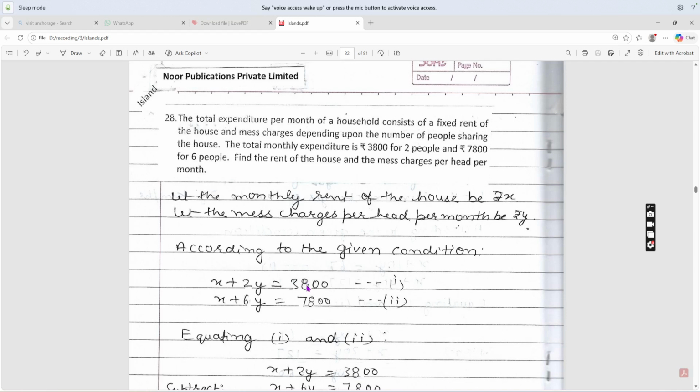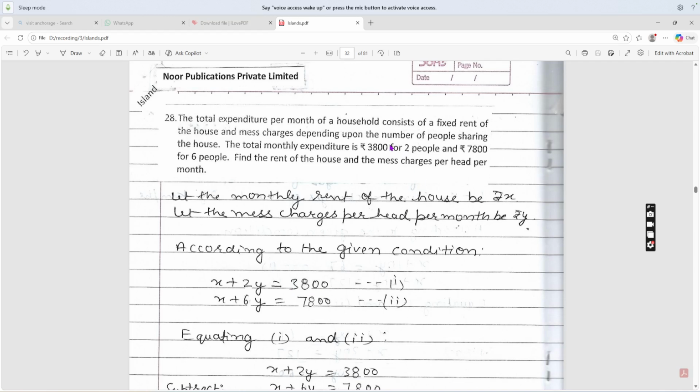Now, this 3800 will comprise rent, which is fixed, as well as per head charges, which is y. Now see how many people are residing in the hostel who are taking the food from the mess. 2 people. So 2 into y, that is the mess charges, plus their rent. Rent is x. So x plus 2y is equal to 3800.